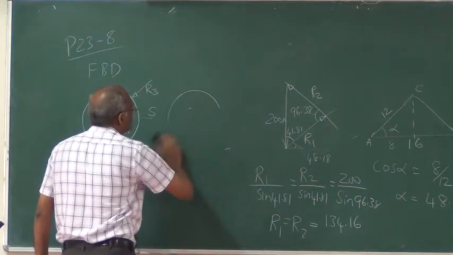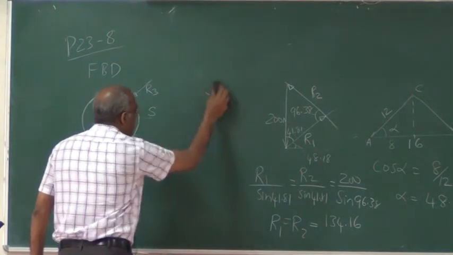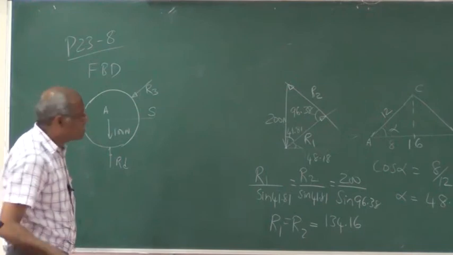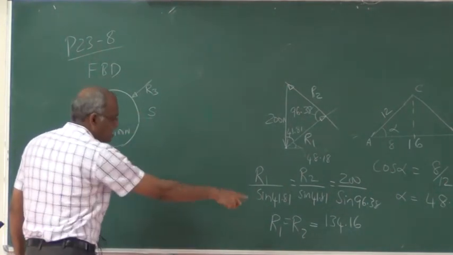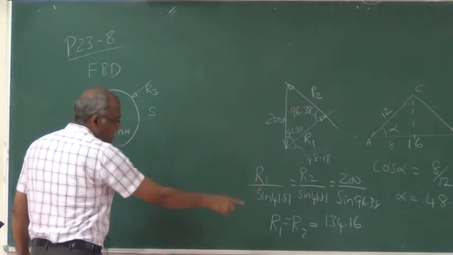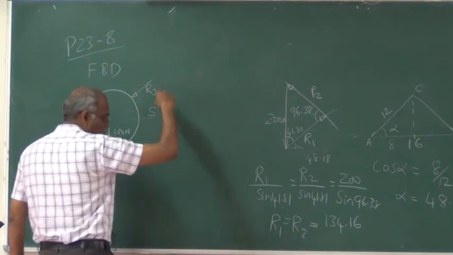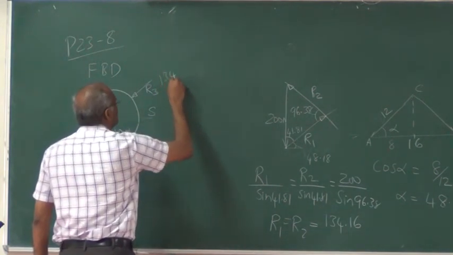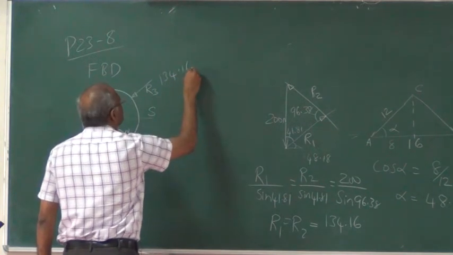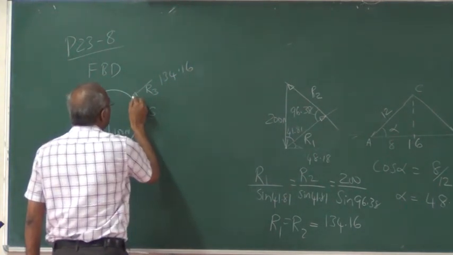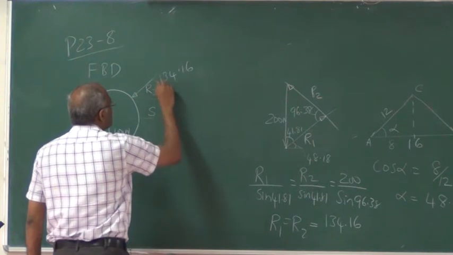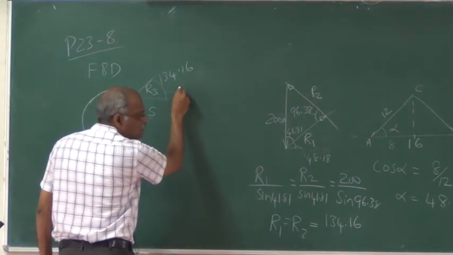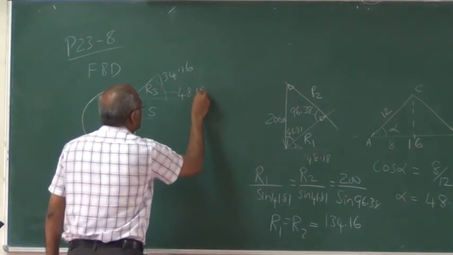Now coming to the cylinder at the bottom. For the cylinder at the bottom, you have R3, which is going to be equal and opposite to R1. So this magnitude is going to be 134.16, and the angle that it makes with the horizontal is going to be alpha, that is 48.18.